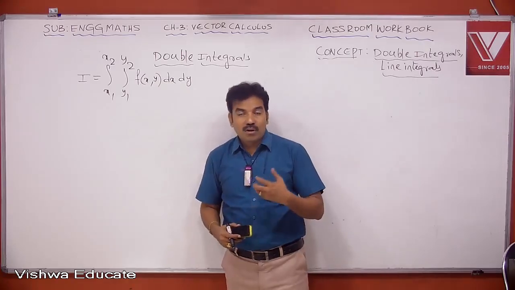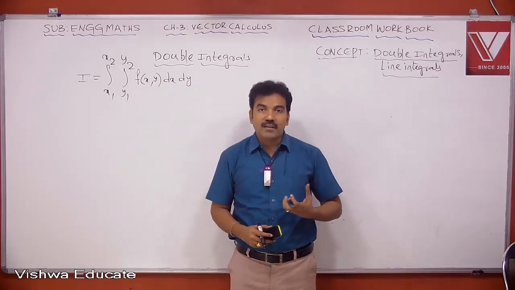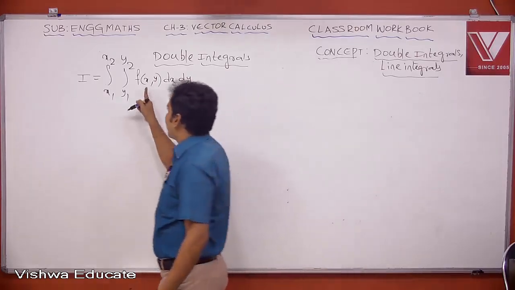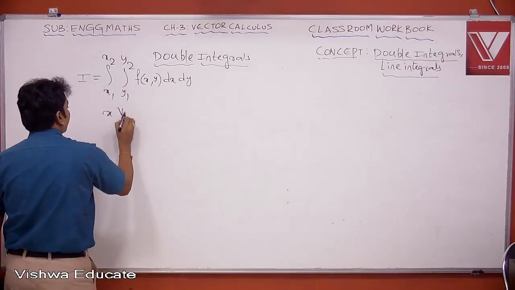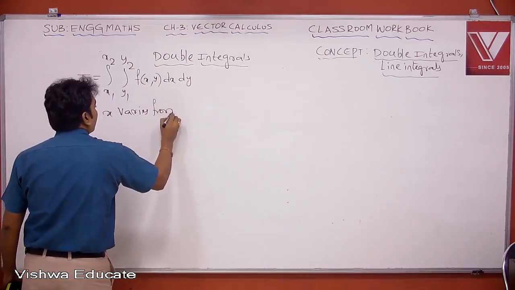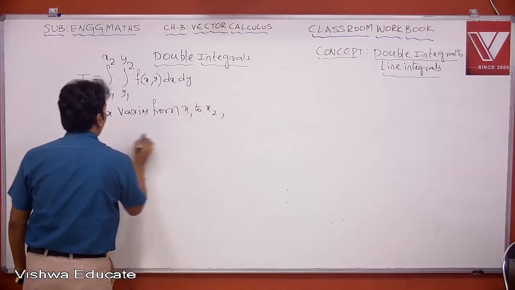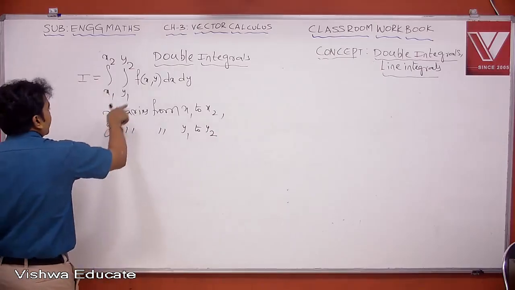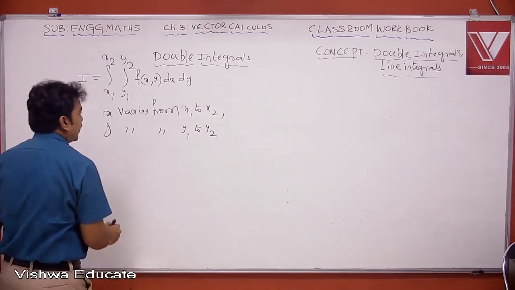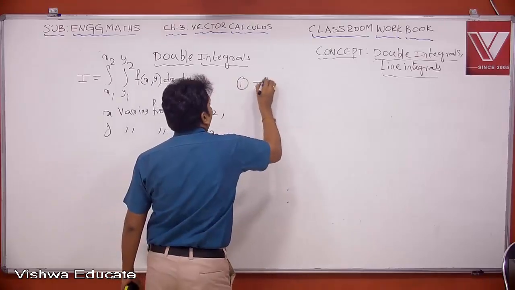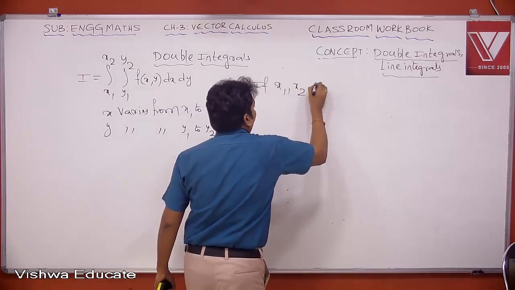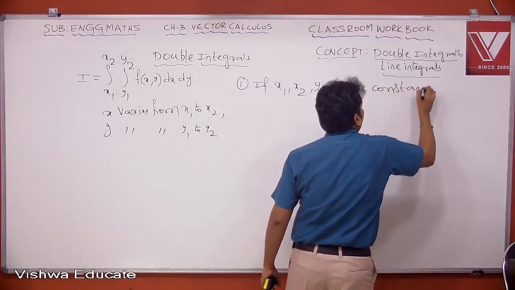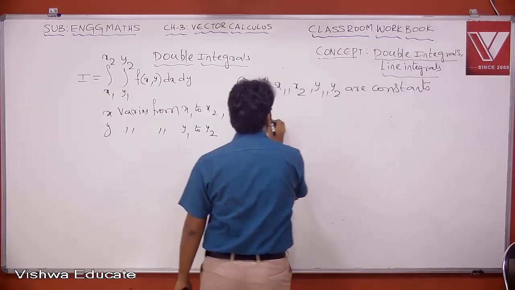That means, with respect to which variable I need to integrate first. So order is an important issue. Let us see. In case of this double integral, x varies from x1 to x2 and y varies from y1 to y2. Now we have three different cases to find this double integral. Case 1 is this. Suppose x1, x2, y1, y2 are constants.